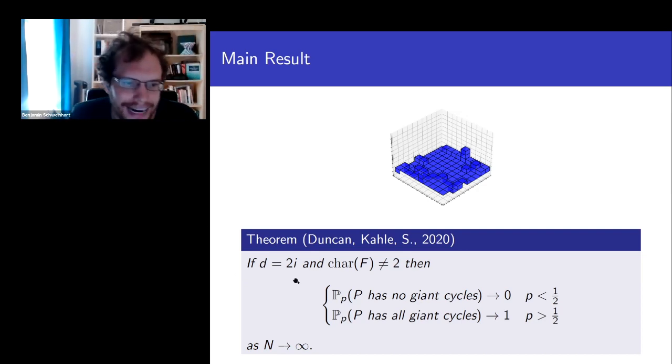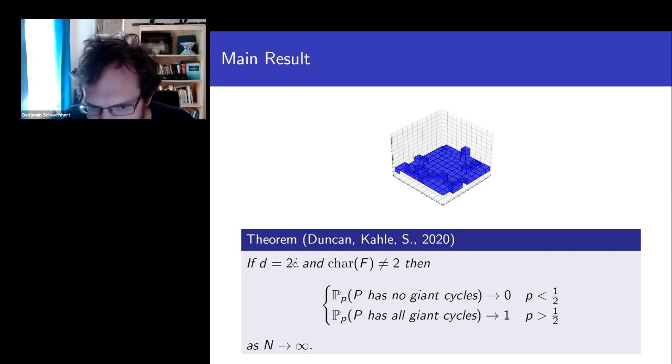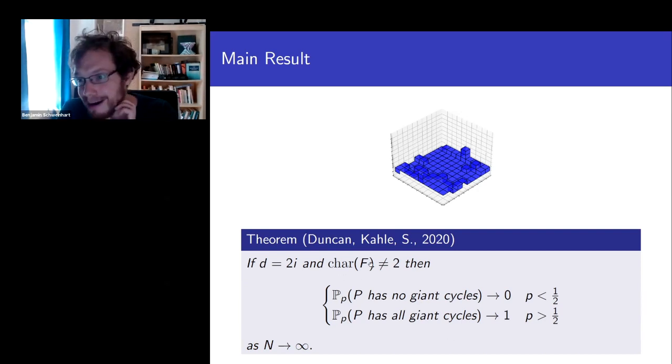We proved that if we have half-dimensional plaquette percolation on an even dimensional torus, and the characteristic of the field where we're taking homology does not equal 2, I'll talk about this later. I realize that this hasn't been explained yet. This has something to do with the symmetry of the homology group, as we'll see soon.